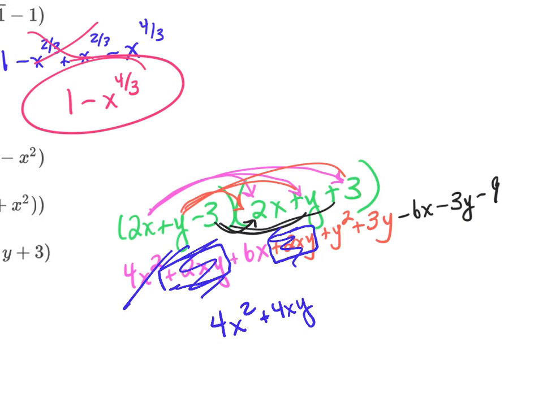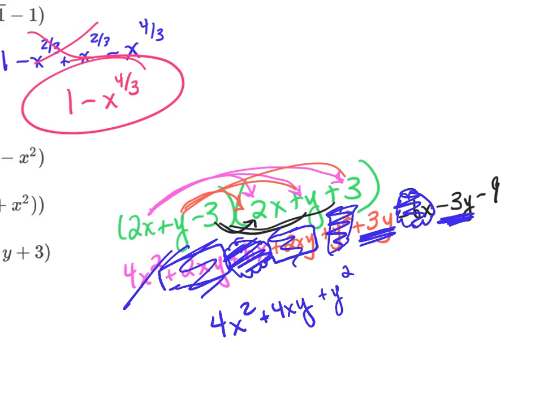All right, now just moving left to right. I have a positive 6x and a negative 6x. What happens there? Cancel. They cancel out, okay, they're gone. All right, moving left to right, I got a y squared. Anything else have y squared? Nope. All right, negative 3y, positive 3y. Cancels out. And I'm left with minus 9. There we go.